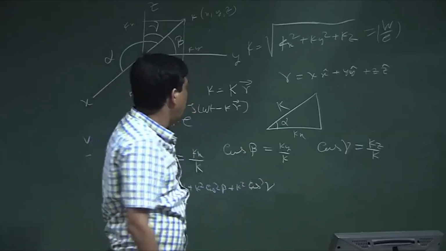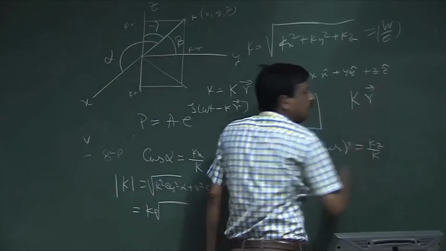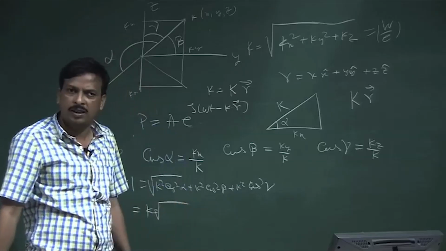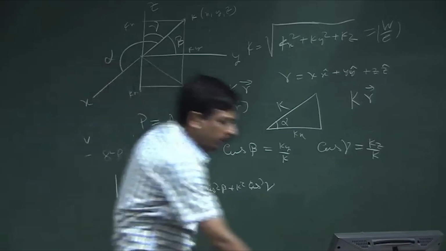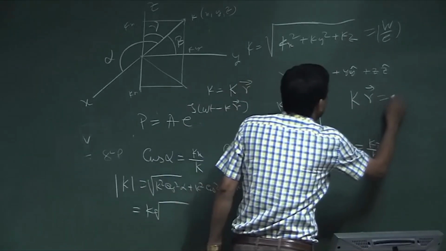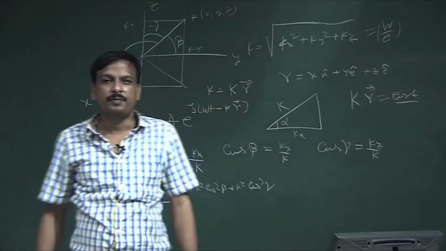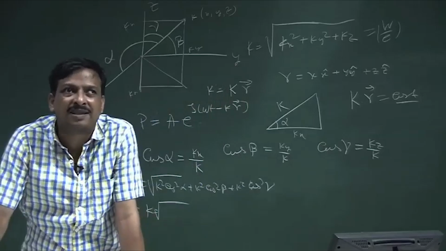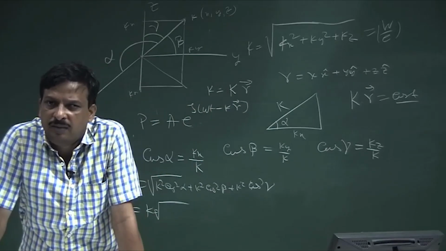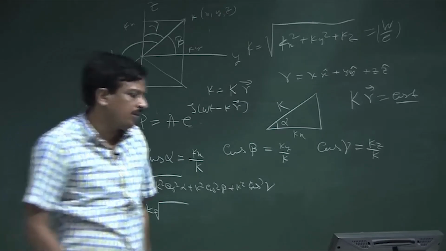Okay, so now if I say k into r is the wave vector, a vector with direction, this is called the propagation vector. So this propagation vector is equal to a constant. The characteristic of the plane wave says that the perpendicular direction to the propagation is nothing but a constant phase. So k into r is constant.